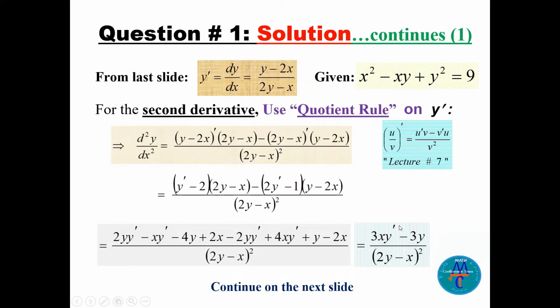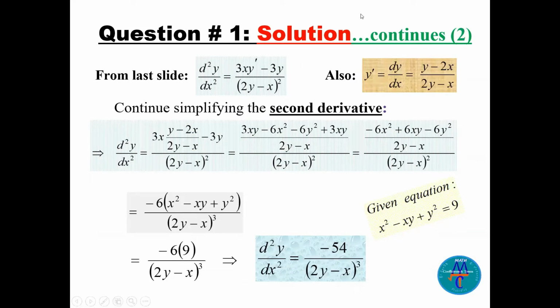What do we have to do? Take this part here, y prime, from the last slide: y prime will be y minus 2x over 2y minus x, and we have to replace it there. See this part, we have to multiply it by 3x. So you can try that yourself, please, if you like, and then check it on the next slide.